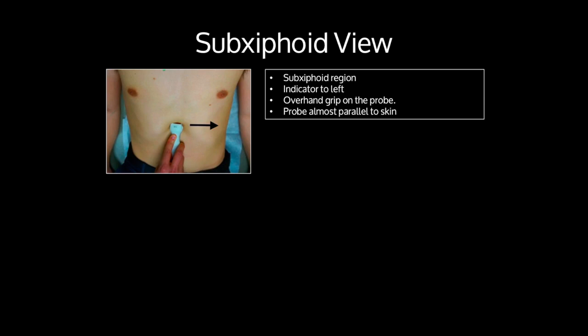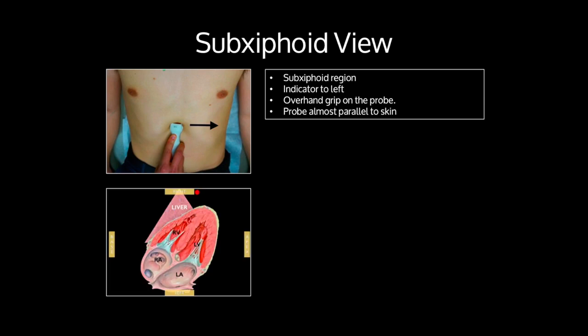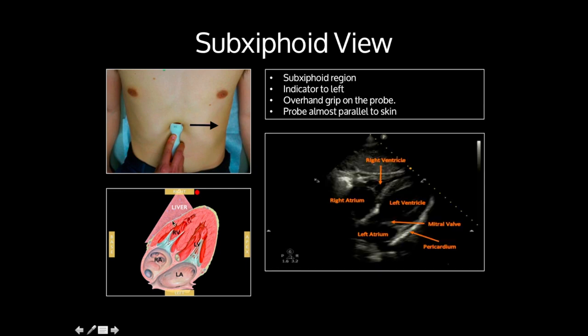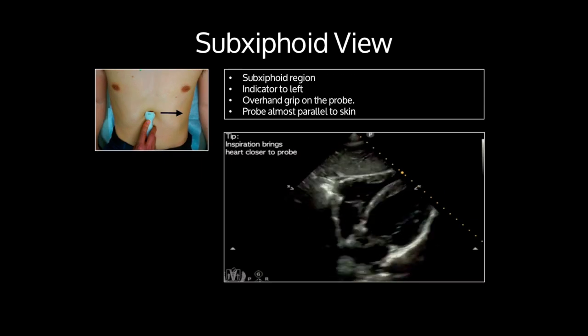You can have the patient take a deep breath to help bring the heart into view. So here, the liver is being used as an acoustic window. Remember, the RV is the closest thing to the liver. In this view, you can see the LV, the LA, the RV, the RA, mitral valve and tricuspid valve, and the pericardium. This is a video clip of the same thing.